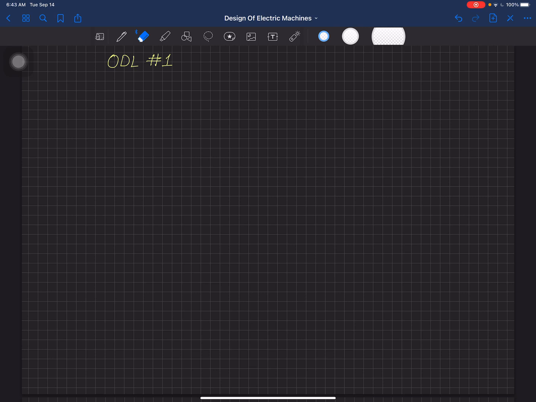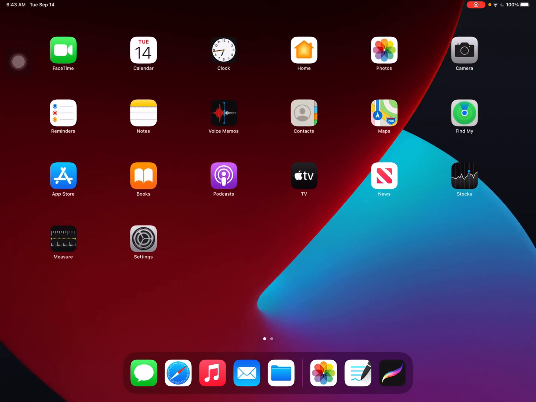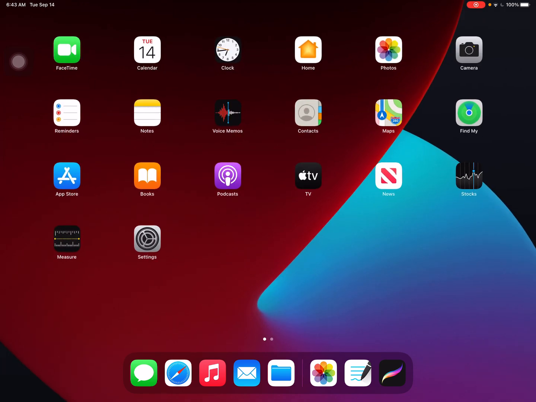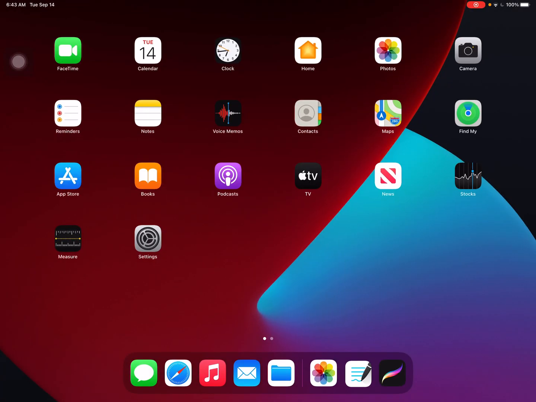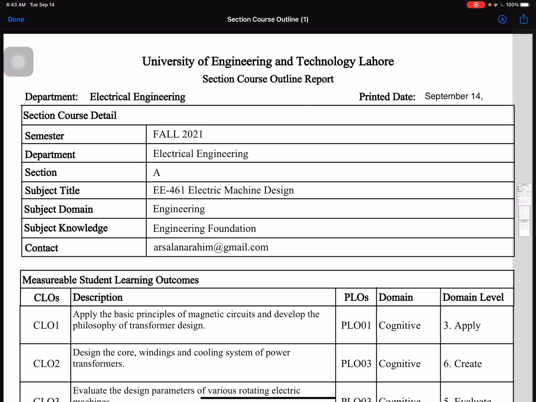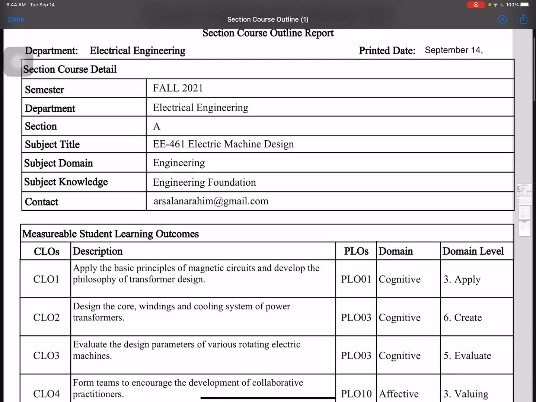But before I move on to talking about transformers, let me talk a little bit about the files. Okay, so the course outline. You already have this course outline in your LMS over there.